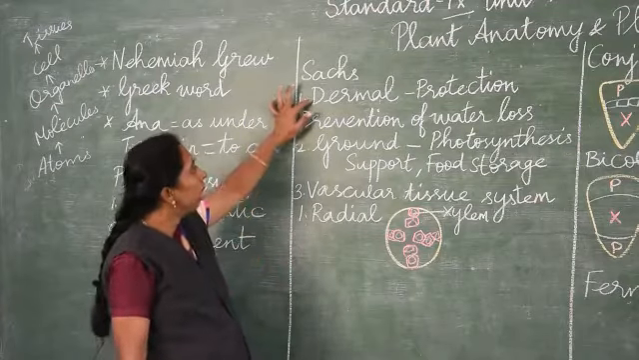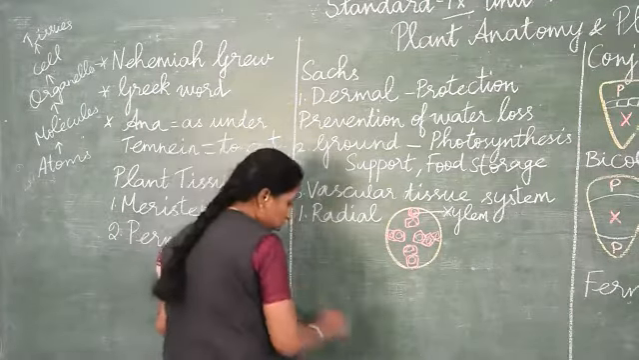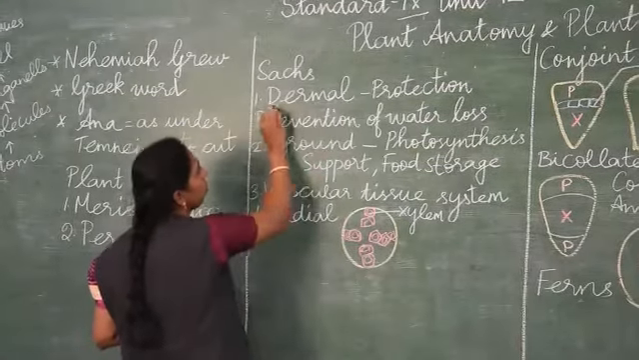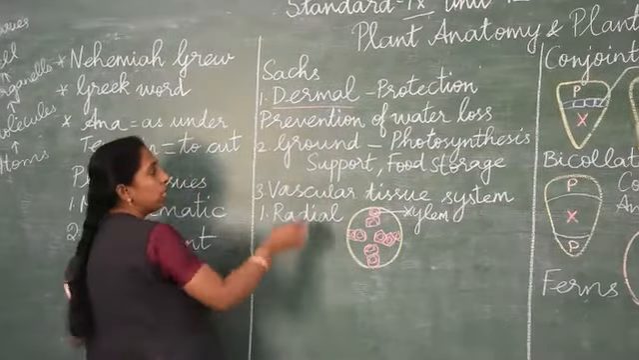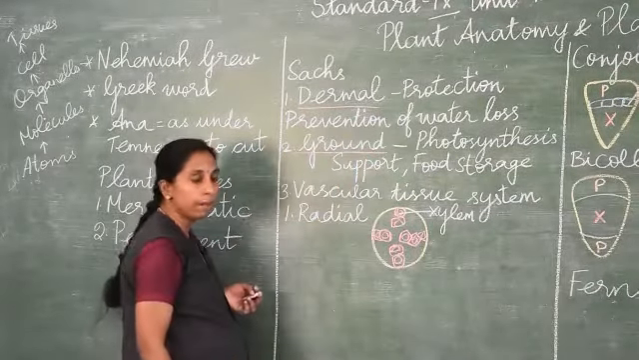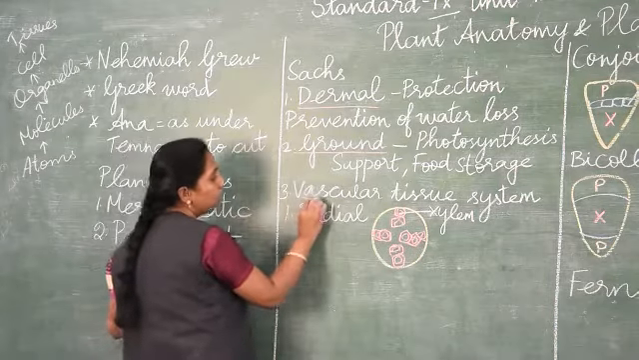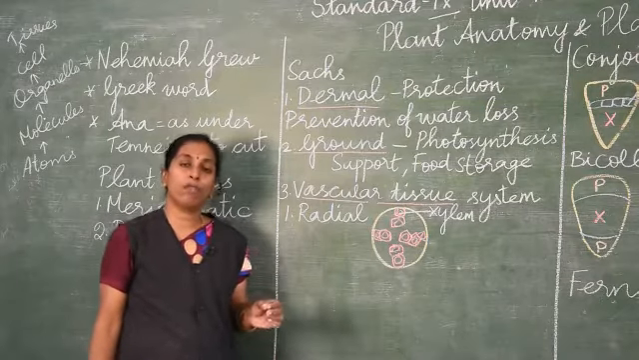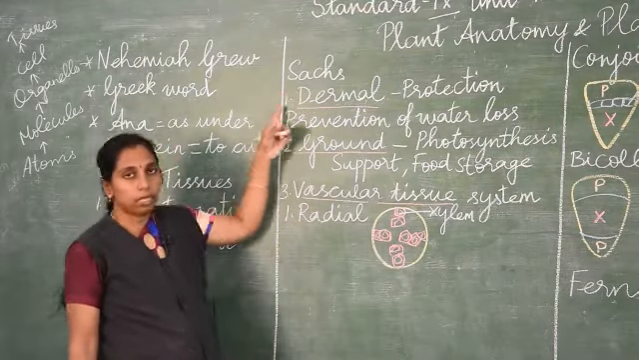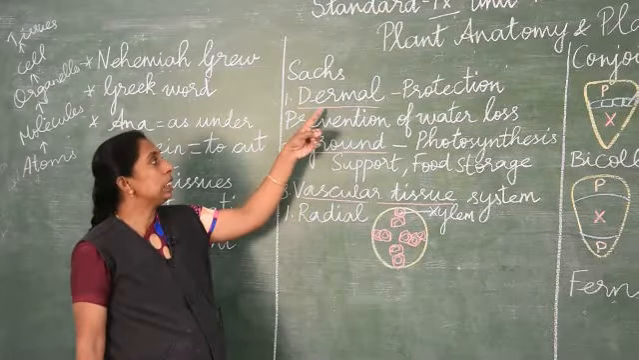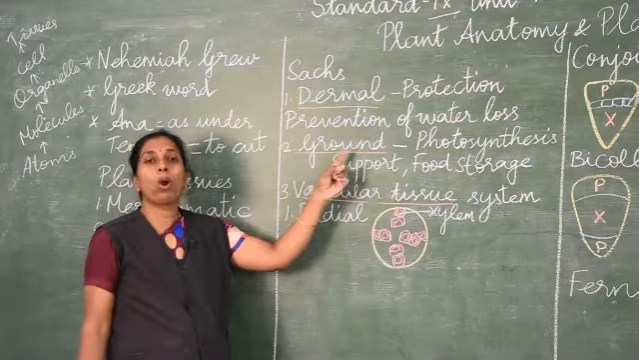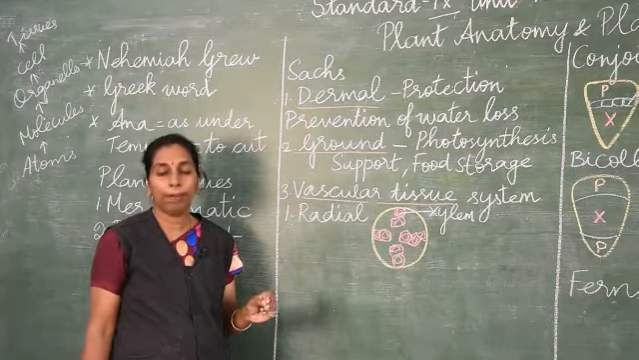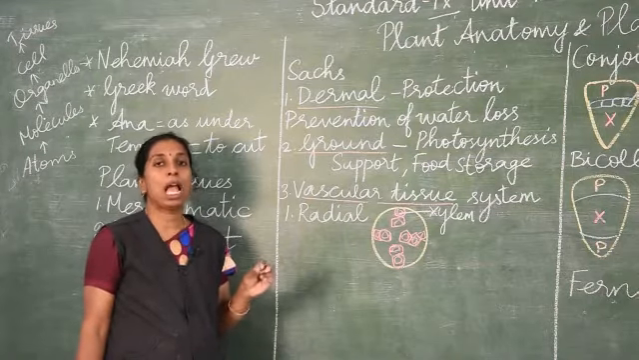First one, the dermal tissue system. What is the first tissue system? The dermal tissue system. The second one is the ground tissue system, and the third one is the vascular tissue system. There are 3 types of tissue systems based on this classification. The first one is dermal, or it can also be called the epidermal tissue system. This epidermal tissue system includes epidermis and periderm.